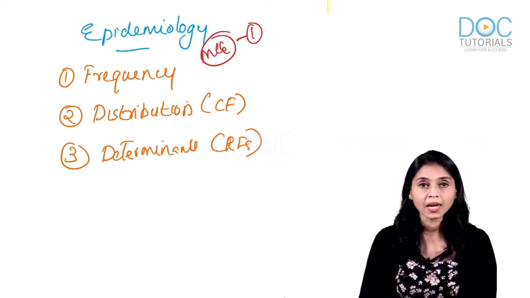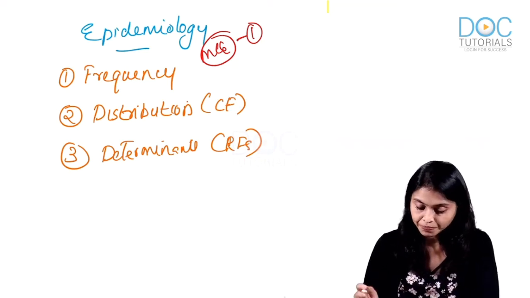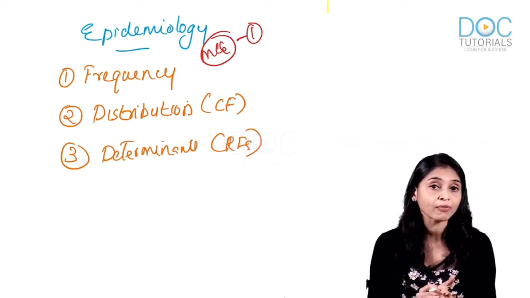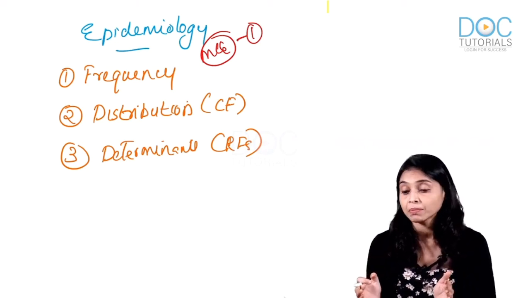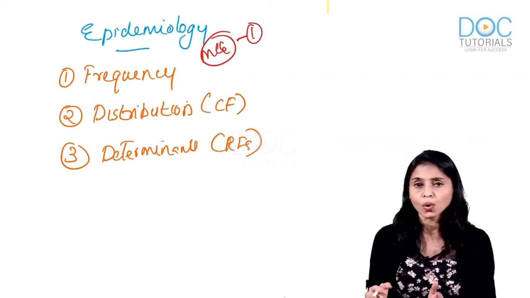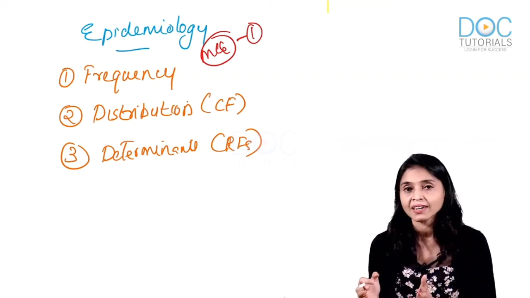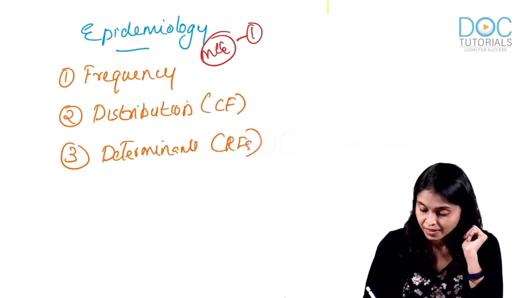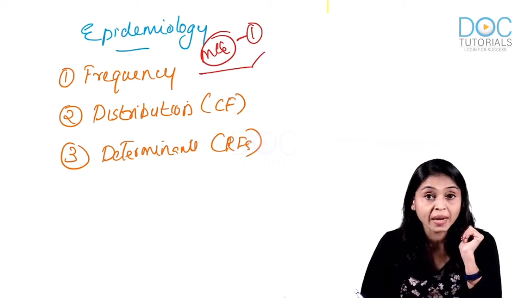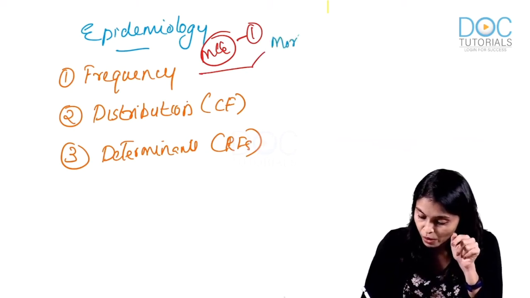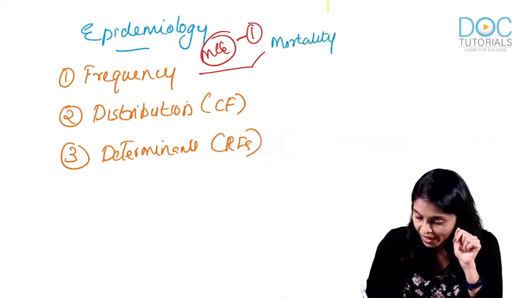Okay, now in frequency, I told you that by measuring the number of people affected, you are trying to find out how big that problem is in that population. So if you want to know how big that problem is, what are the things that you want to count? In frequency, you want to count the number of people who died with the disease, or in epidemiological terms, mortality.